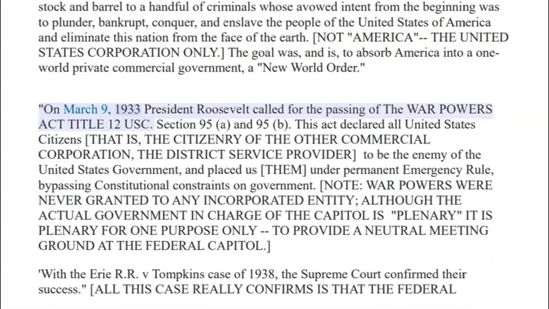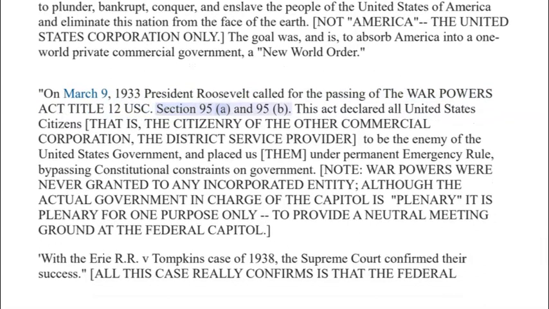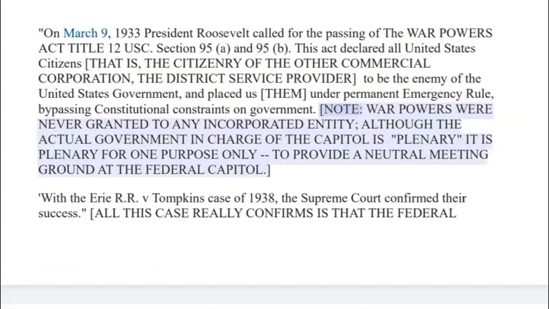On March 9, 1933, President Roosevelt called for the passing of the War Powers Act Title I-2 U.S.C. Section 95, A, and 95B. This act declared all United States citizens, that is, the citizenry of the other commercial corporation, the district service provider, to be the enemy of the United States government, and placed them under permanent emergency rule, bypassing constitutional constraints on government. Note: war powers were never granted to any incorporated entity. Although the actual government in charge of the capital is plenary, it is plenary for one purpose only: to provide a neutral meeting ground at the federal capital.